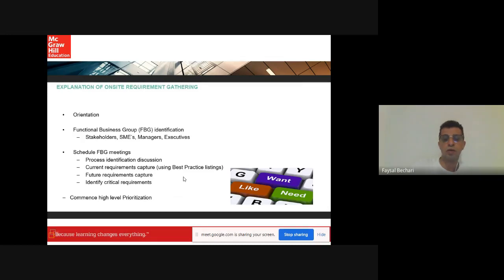And also you define the critical requirement. Without these requirements, I would not accept this application from this vendor. So you commence at the high level and put prioritizations on that.